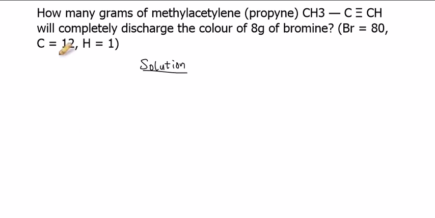So here I have the formula for propyne to be C3H4, reacting with bromine, Br2. So when propyne is completely saturated with bromine, we'll have C3H4Br4. That is, it is now moving from alkyne to alkane compounds.